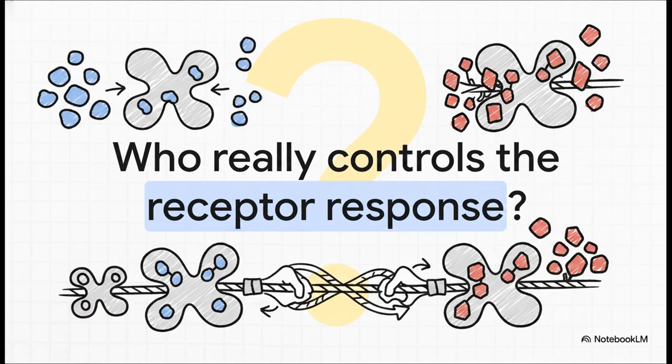If prolonged drug use forces our body to upregulate or downregulate its own receptors to compensate, who is really in control? The pill or the body itself?